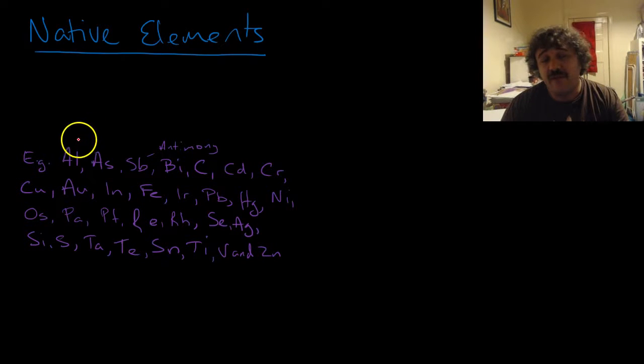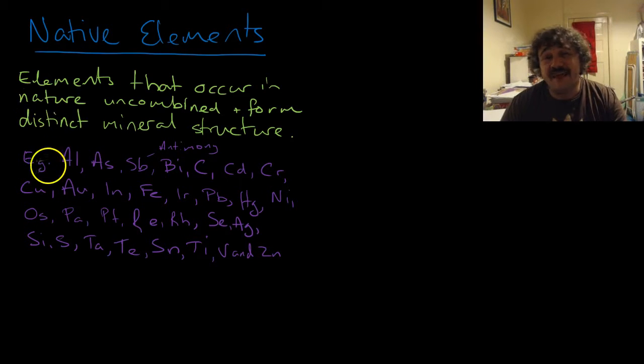Alright, so what is a native element? Basically, it's an element that can occur in nature uncombined, and, this is important here, form distinct mineral structures. Okay, so you'll notice, for example, oxygen. Oxygen can exist in nature on its own, but it does not form a mineral structure in the earth.